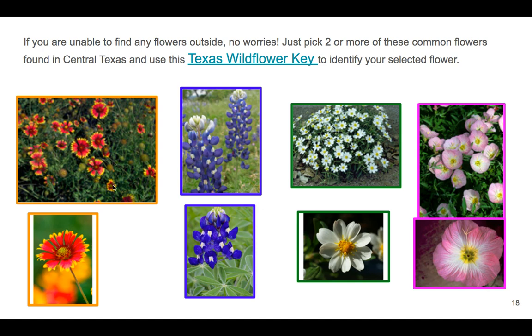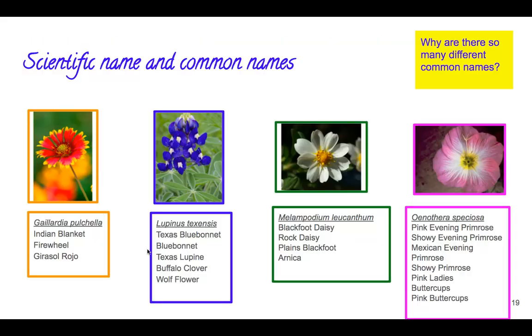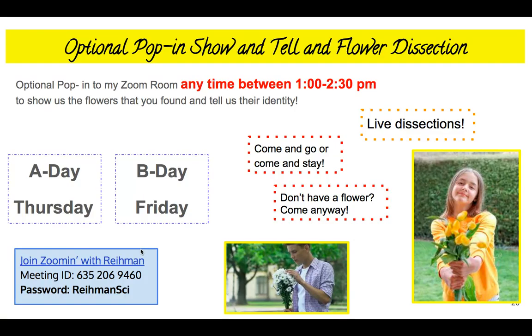Here are the flowers that are blooming right now out there, if you need flowers to look up. We're going to have a show and tell on Thursday and Friday from 1 to 2:30. You can just pop in, show your flowers. If you don't have a flower, come anyway, but this is where you can show what flowers you found. You can show pictures of the flowers you found and tell us where you found them, things like that. So it'll be a flower show and tell.